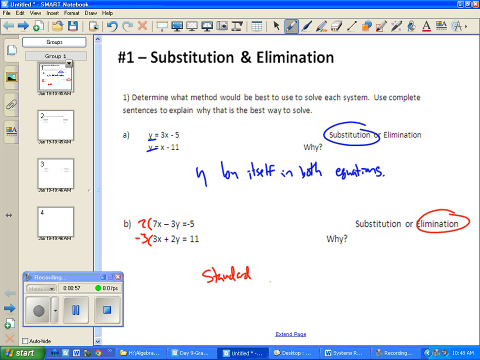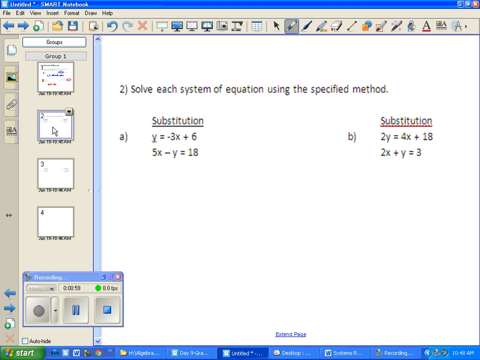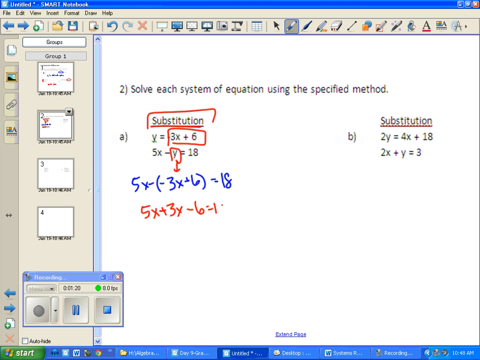Number 2, actually solving. It says do it by substitution, so I'm going to do it by substitution. When I've got y by itself in the first equation, I'm going to come down here to the other equation, but I'm not going to write y anymore. 5x minus, instead of y, I'm going to put negative 3x plus 6 equals 18. Do not forget to distribute the negative. Once you do that, 5x plus 3x minus 6 equals 18.